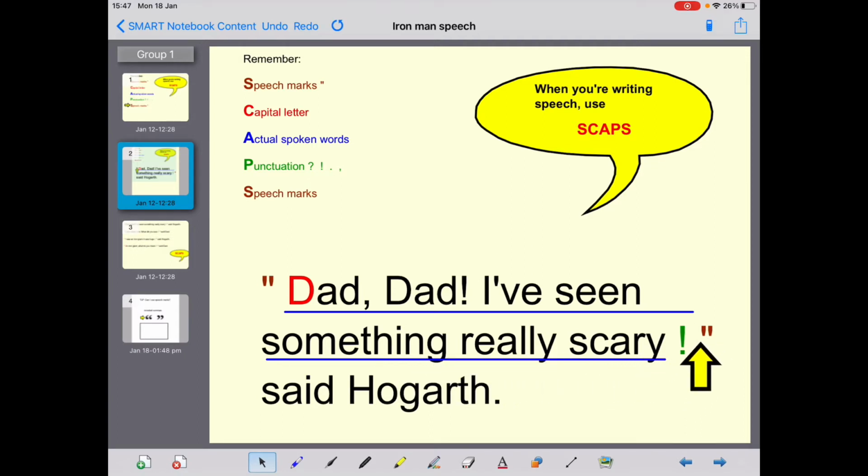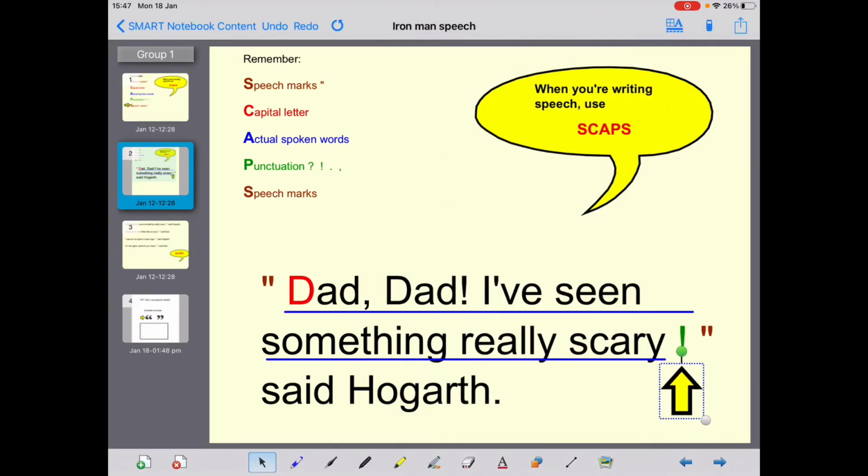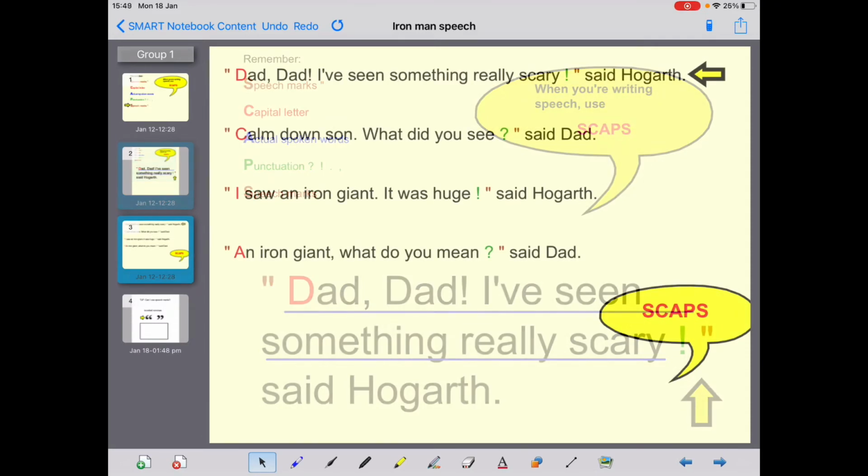Now, we've got the speech marks, but we know because of SCAPS, we need to put in some punctuation. And because he was shouting it, we need to put in the exclamation mark. So, after the exclamation mark, we've got the speech marks. Now, that could be the end of the sentence, but because we need to say who's speaking, we've added said Hogarth and also a full stop at the end. So, let's check SCAPS. Speech mark, capital letter, actual spoken words, punctuation, speech marks. Brilliant. We've punctuated this sentence correctly.